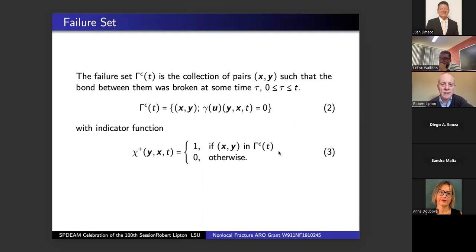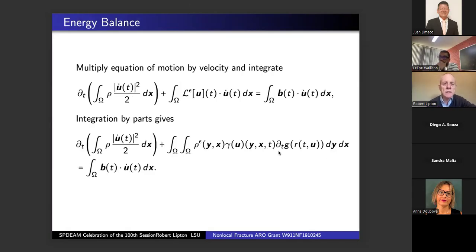So what is the failure set then? The failure set is this collection of pairs, X and Y, such that the force between them, or the bond between them, has been broken at some time, tau, in the past. Okay, and the past could even also be current. So at some point, you broke the bond, either at a remote time in history, or you just did right now, instantaneously. And so we collect these bonds in a set, and we'll call it gamma epsilon, and those will be the pairs for which this 2-point phase field has gone to 0. And we give that set gamma epsilon an indicator function, 1 if you're a pair belonging to that set, 0 otherwise.